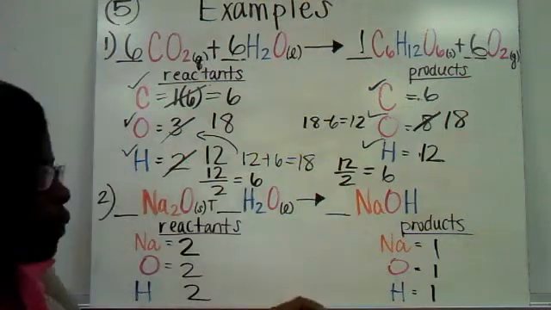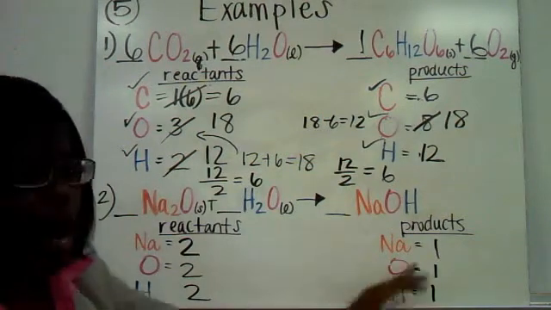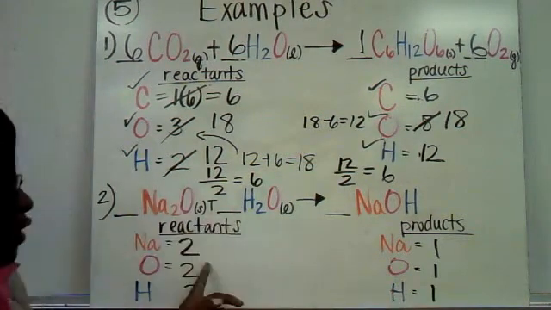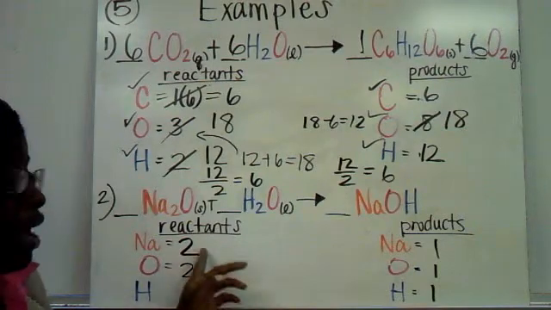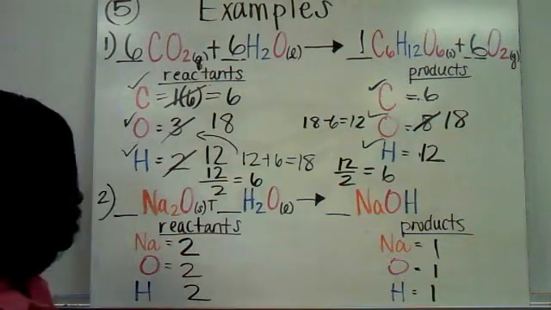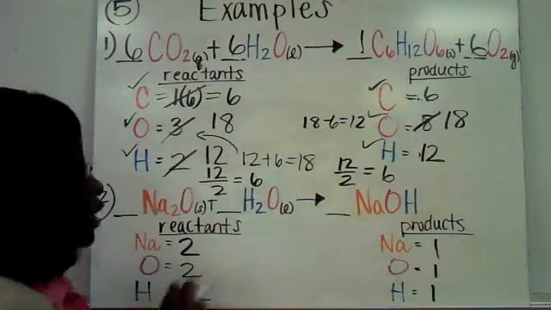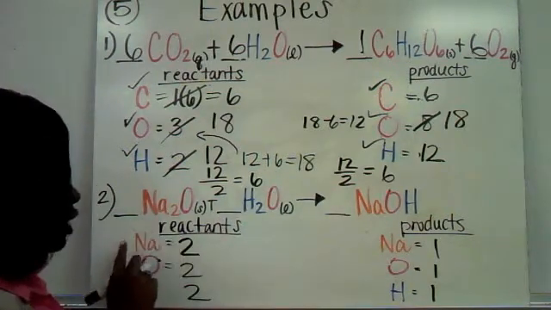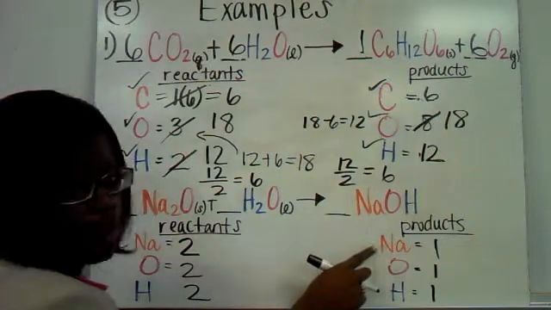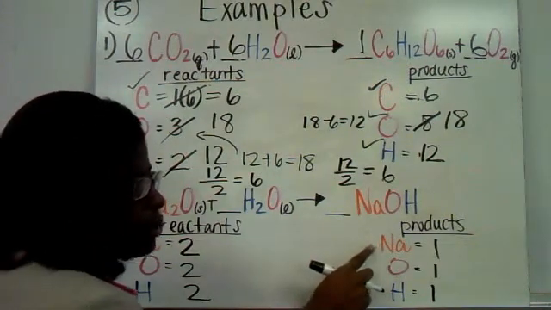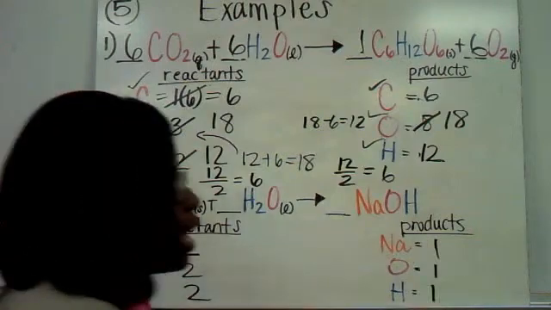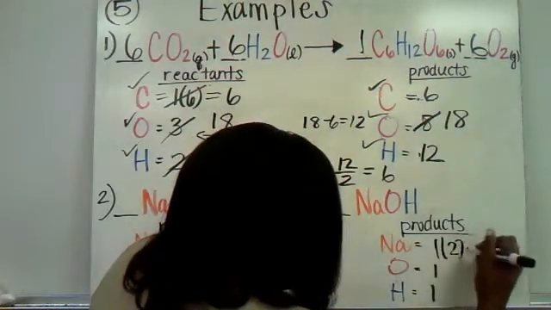So as of now, we want to figure out what we can do to the product side to get the amount of atoms on the reactant side. So we're going to start with our sodium because we know that it only appears 1 time. So we have 2 sodium on the left side. We're trying to get 2 sodium on the right side. So what times 1 is going to give you 2? And that is 2. So 1 times 2 is going to give you 2.